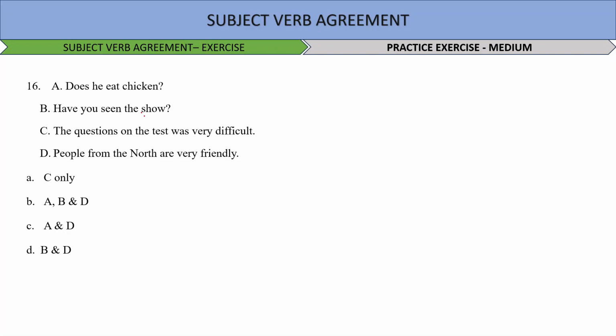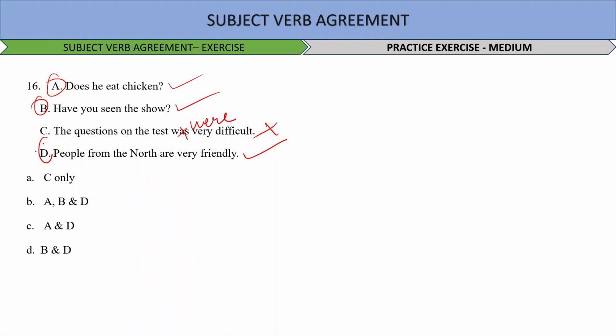So you see, does he eat chicken? You see, does he eat chicken is somewhat correct, right? Again, let's read question number 2. Have you seen the show? Correct. The questions on the test were very difficult. Incorrect. People from north are very friendly. So sentence A, sentence B and sentence D are appropriate and correct to my knowledge, and hence B makes my answer.